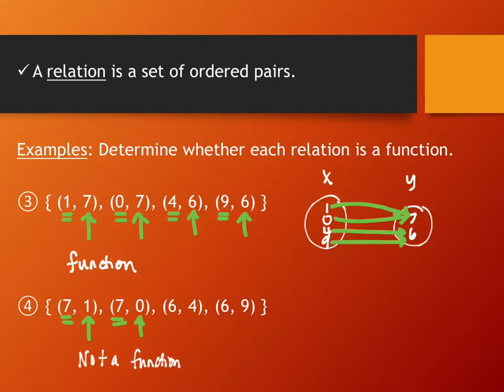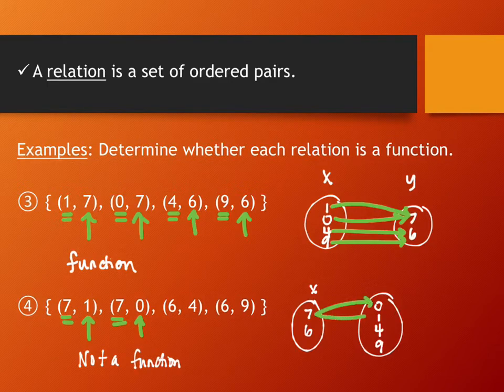If you like the imagery that I did before, we can do this here as well. I have 7 and 6 as my x values. And I have 0, 1, 4, and 9 as my y values. And the problem as you make your correspondences is that 7 goes to 0 and it goes to 1, and that's exactly what can't happen. I cannot assign an x value to 2 y values.